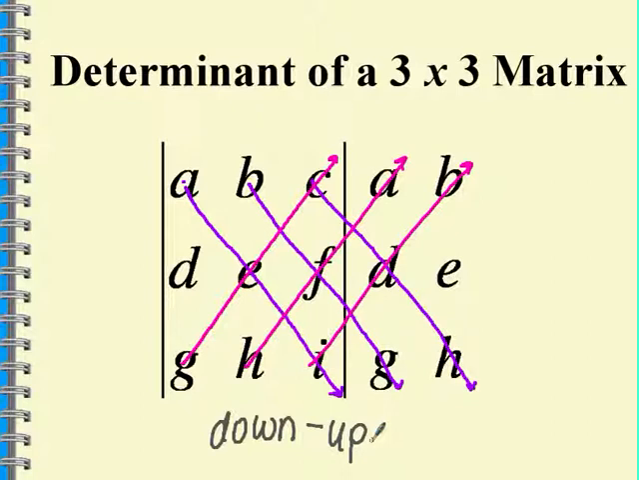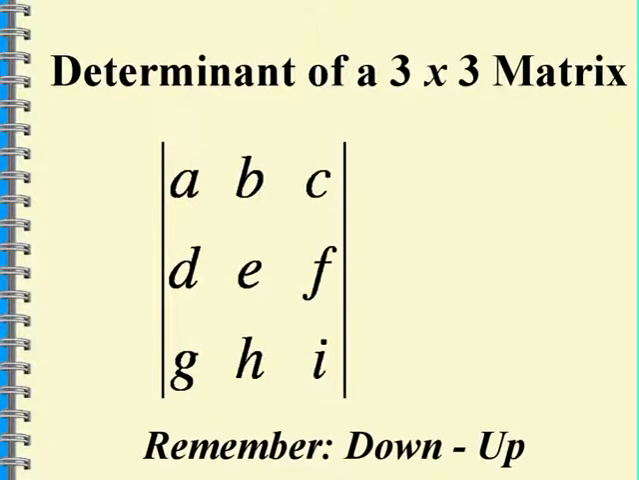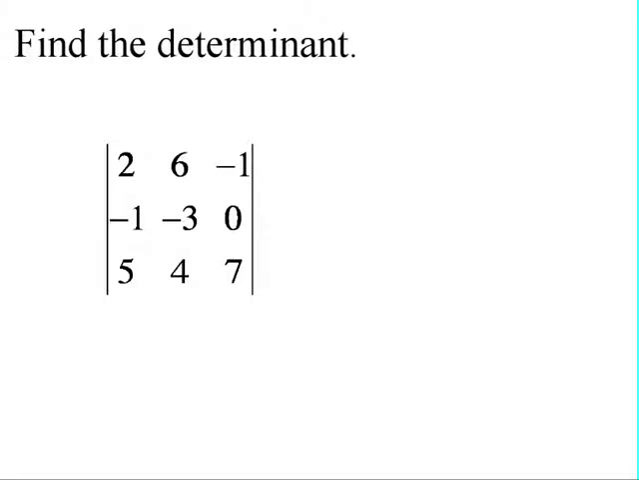Now, it's going to kind of look confusing until we look at that first problem, but I think once we look at that first problem, it'll make a little bit better sense. Okay? So let's go ahead and look at a problem right here. Find the determinant. So we have 2, 6, negative 1, negative 1, negative 3, 0, and 5, 4, 7.